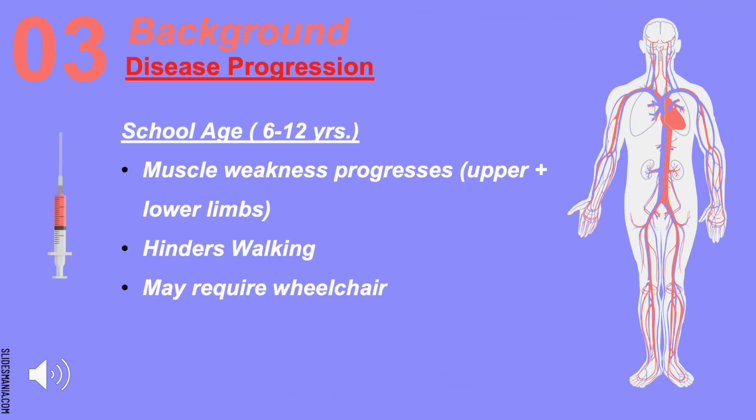The second one, which is school age, muscle weakness continues to progress, affecting both the upper and lower limbs. Walking becomes more challenging and many individuals may be in a wheelchair at this point.